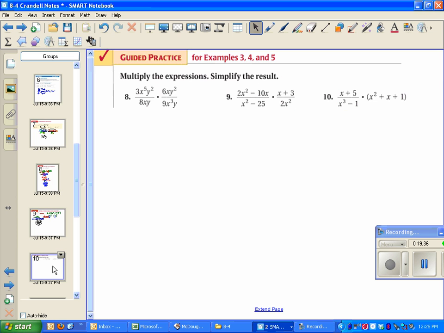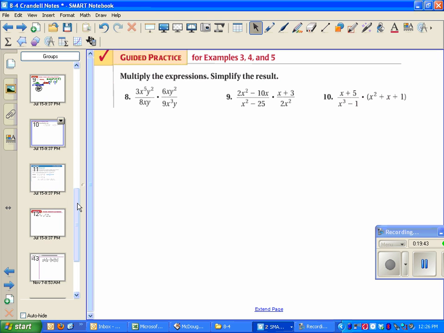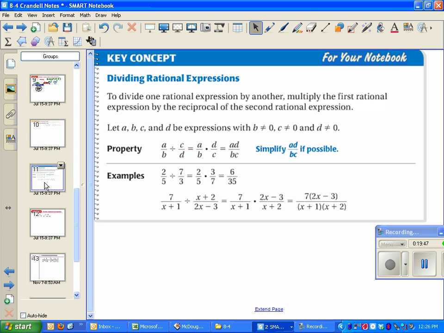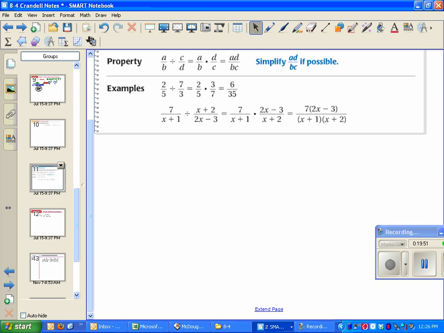All right, so on the guided practice, factor, factor, factor. Number 8, just search and destroy. Write out what they mean and then search and destroy. And then division. What is different about division? Great. Copy dot flip.